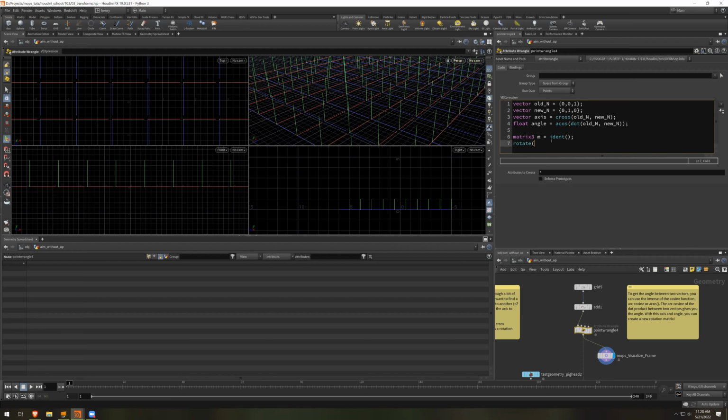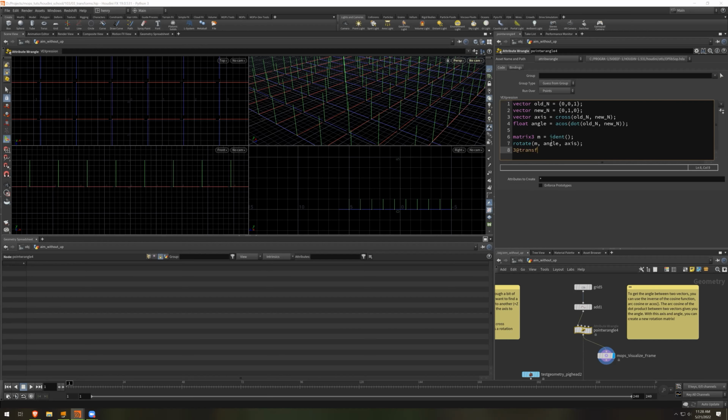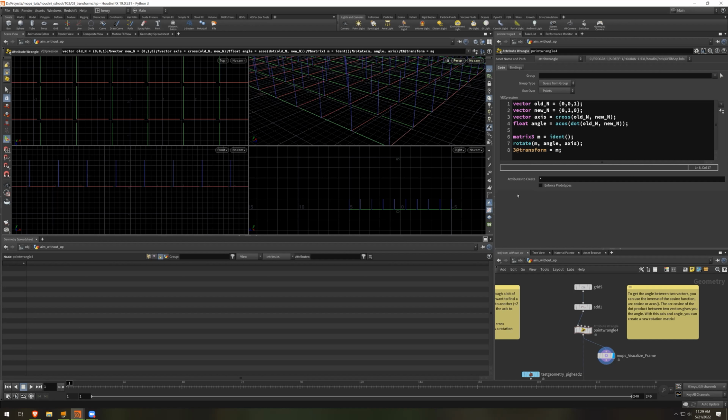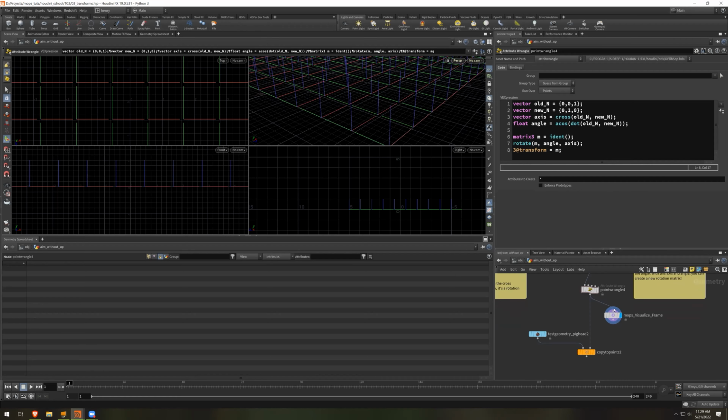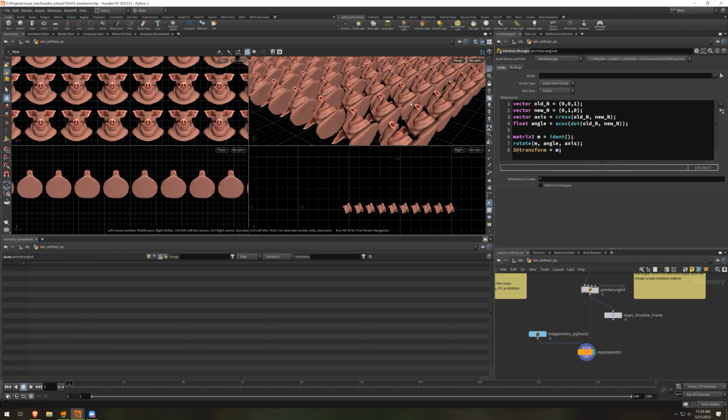Anyways, I'm going to rotate this matrix m. I'm going to rotate it by the angle that we found earlier in radians, and I'm going to rotate it around that axis. And now I'm going to bind this resulting matrix to @transform so that the point wrangle can see it. And now you can see that immediately, the visualizer that I have set here is showing that Z is facing up and Y is facing towards negative Z. And now if I go to the copy to points here, you can see that all the pig heads here are laying on their sides.